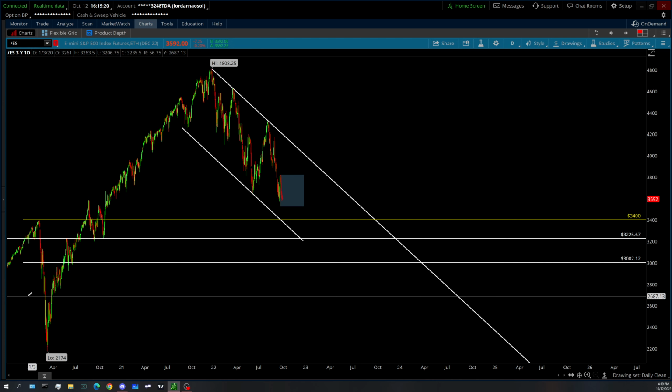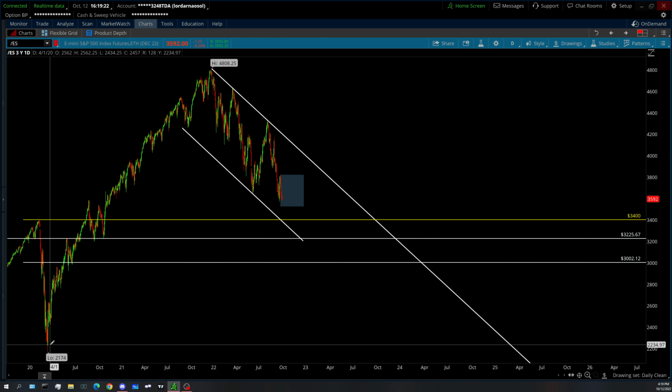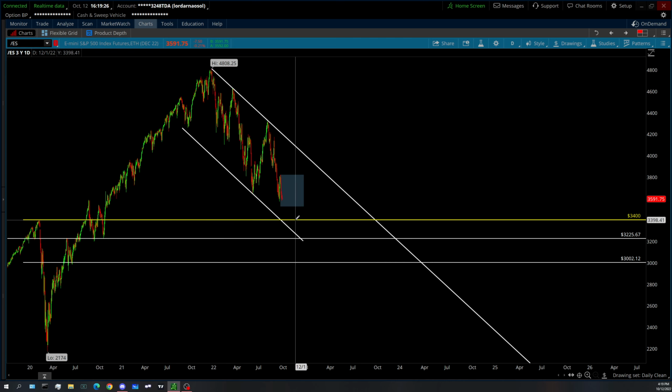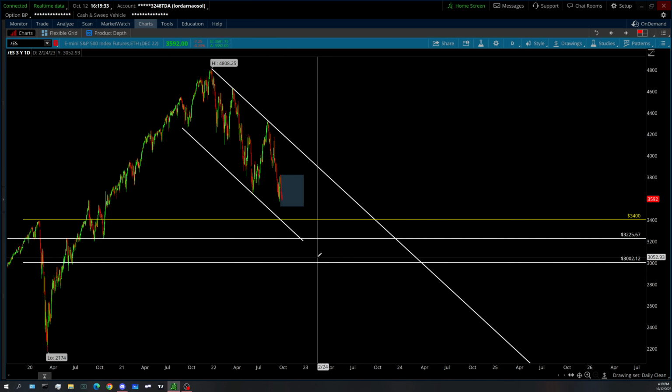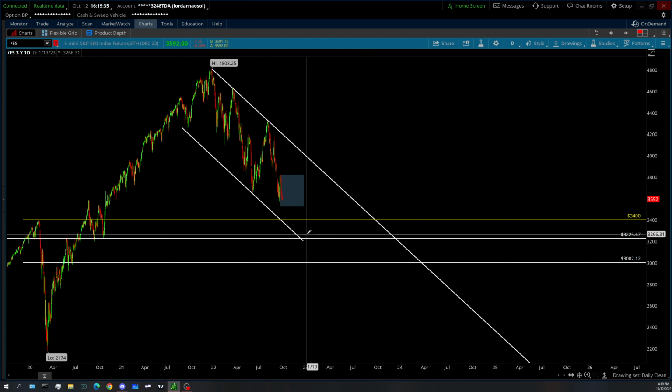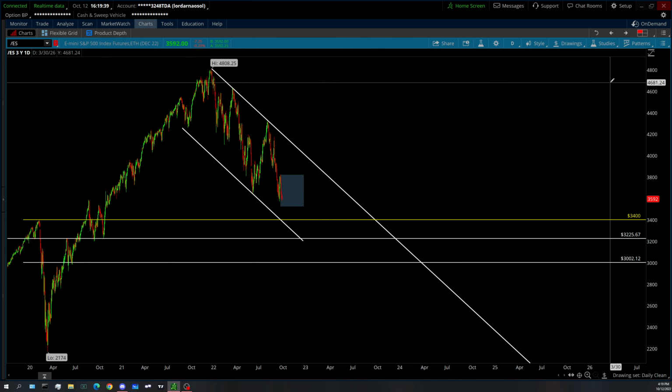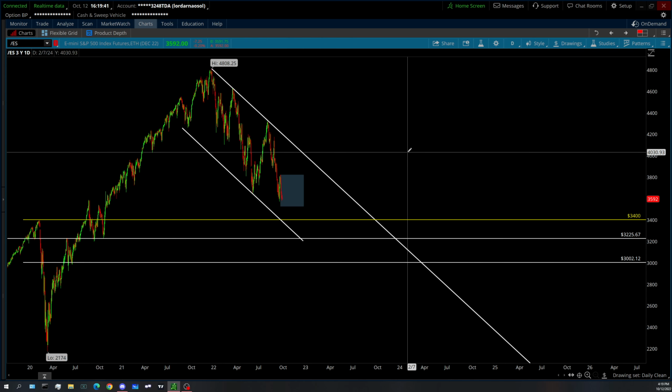It's potential that we go down to even test the COVID lows. I don't think we're going to get that far, but I do believe that if we lose this support in this range, we're probably going to go test that 3,000. Again, anything could happen. We could break this and be like, oh, here's the capitulation. Finally, we rip the Band-Aid off and then just take off. It's totally possible that we do that.